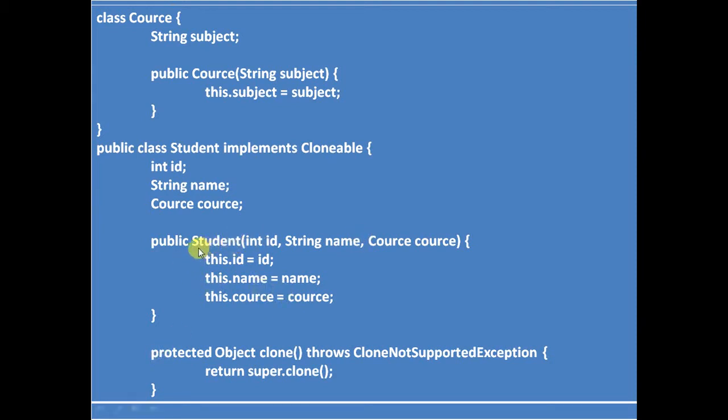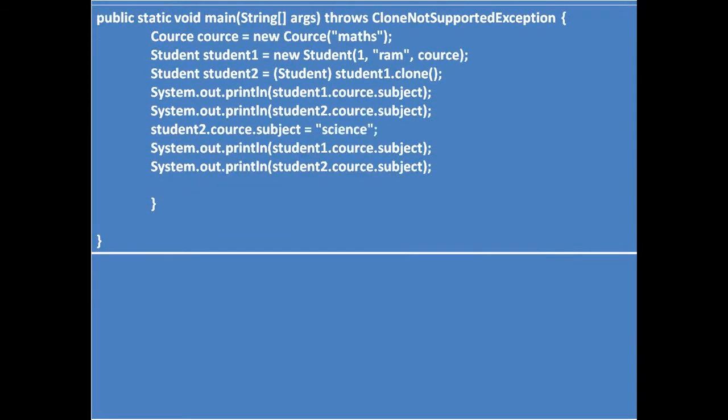And this is the constructor. In this constructor we initialize all these three fields, and in the Student class we override the clone method. This clone method comes from the Cloneable interface. So we are just returning the superclass clone method from the Student class. Now we define a main method. In the main method we throw CloneNotSupportedException.